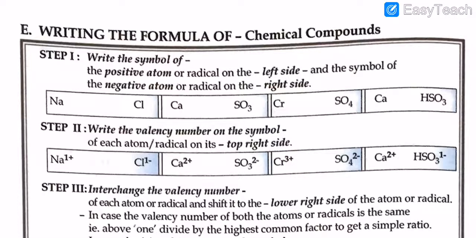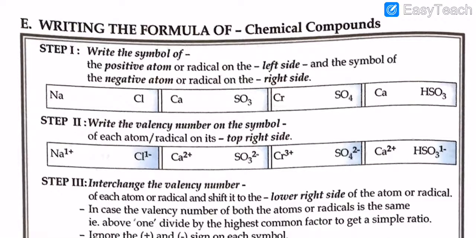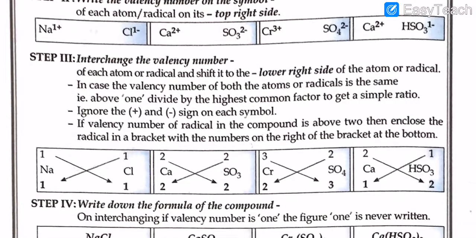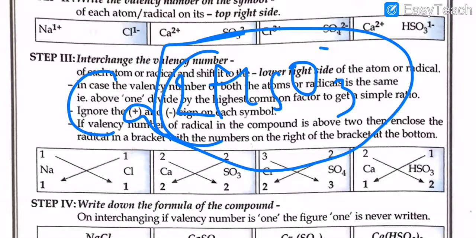But if on one side I have 1, like in Ca and HSO3, right? Calcium is 2, but HSO3 is 1 minus. So the 1 of HSO3 goes to calcium, and the valency of 2 from calcium goes to HSO3. So it becomes Ca(HSO3) the whole twice, because we cannot write it otherwise, since it is a compound. So we just write the whole twice instead of that. Okay? Then the rules.